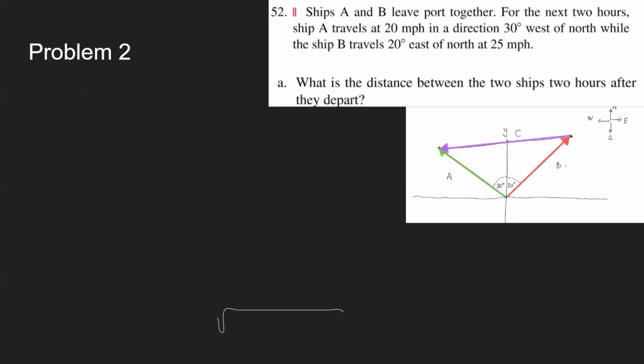But this question says ships A and B leave port together. For the next 2 hours, ship A travels 20 miles per hour, 30 degrees west of north, while ship B travels 20 degrees east of north at 25 miles per hour.